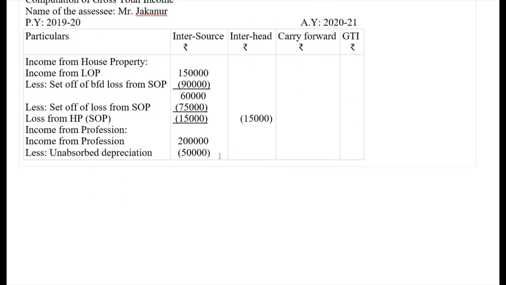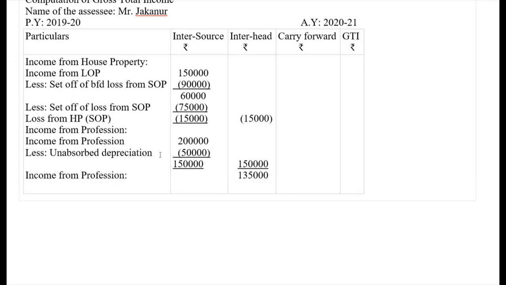So when it is adjusted here, still there will be income from profession of rupees 1,50,000. This can be taken here. So still there will be income from profession of rupees 1,35,000 here. That is minus 15,000 plus 1,50,000, which comes to 1,35,000. So now let's write here income from profession.